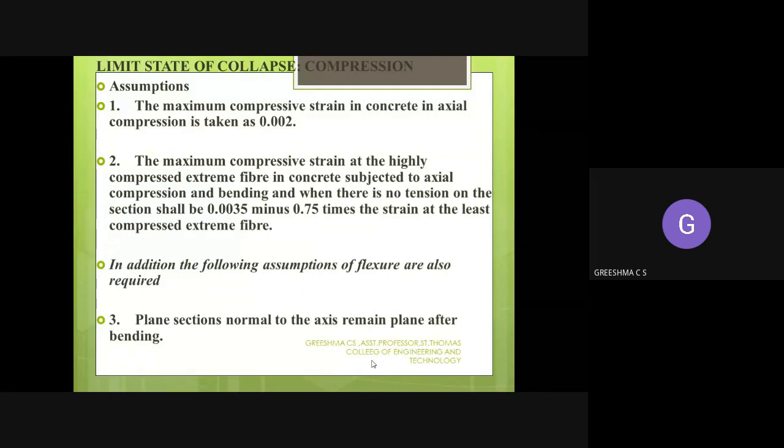So this theory is dealing with a column: how the column collapses when a compressive load comes. That's what we are studying here. You have certain assumptions here. First assumption is that the maximum compressive strain in the concrete in axial compression is 0.002. Okay, so the maximum compressive strain.